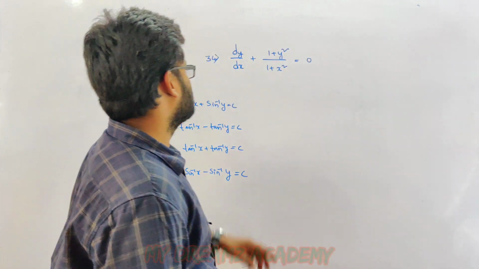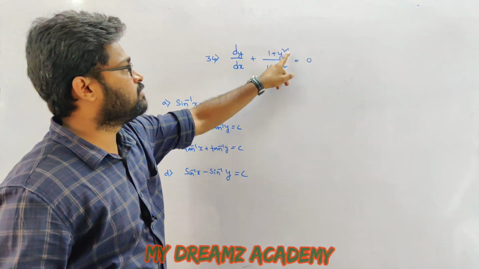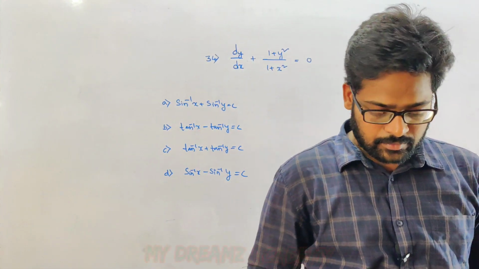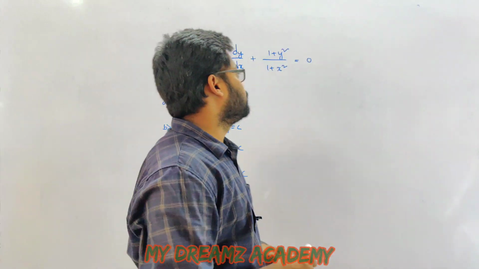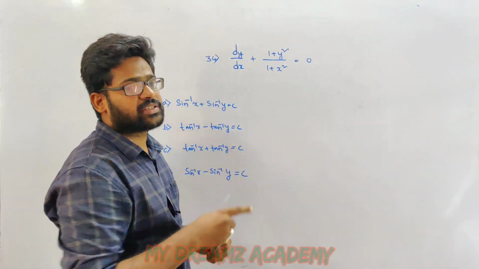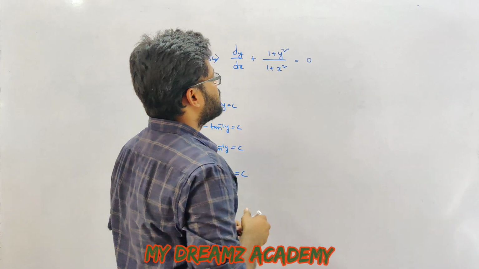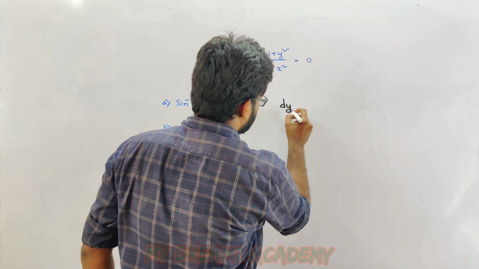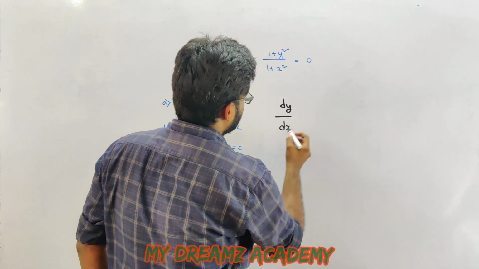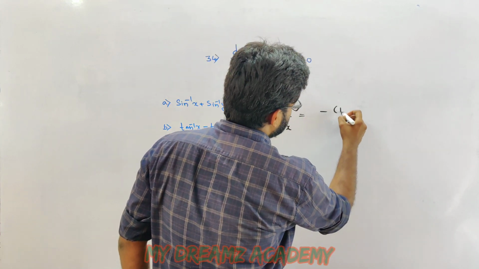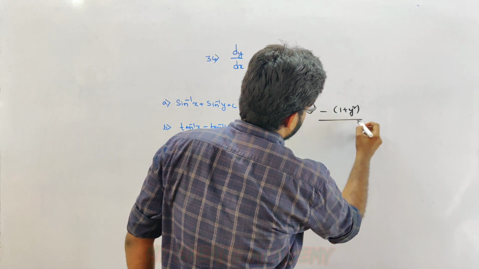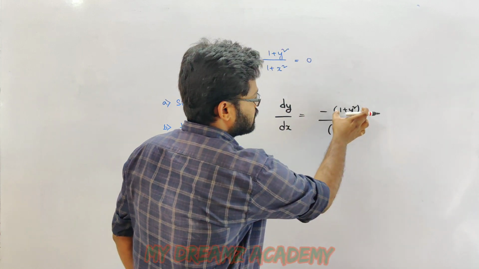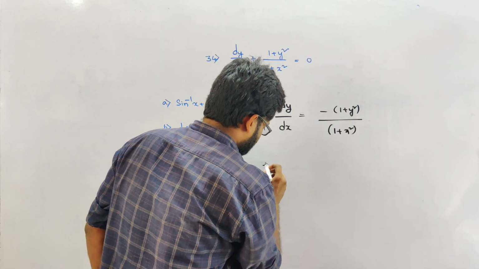In the next question, dy by dx plus (1 plus y square) by (1 plus x square) is equal to 0. This question is from the topic of first order first degree differential equation, and we can solve this by using the variable separable method. How to do this one? dy by dx is equal to minus (1 plus y square) by (1 plus x square). This is the x terms and this is the y terms. Separate the variables.